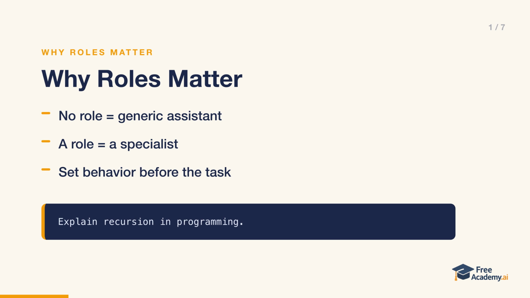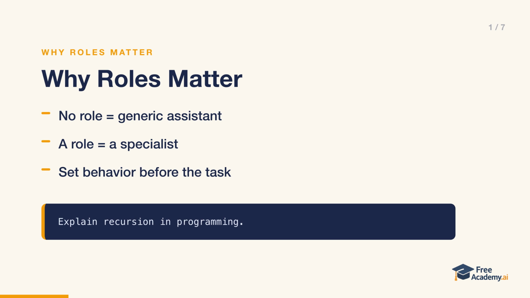Here's the single fastest way to upgrade your prompts. Give the AI a role. By default, the model behaves like a generic do-anything assistant. It has no particular expertise, no point of view, and no consistent style. Watch what that looks like.